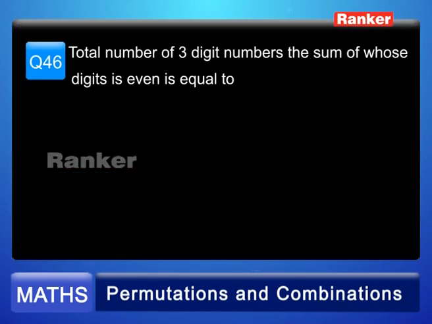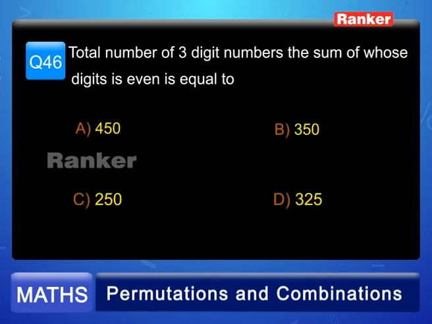The next question before us is question number 46. In this question, the total number of 3-digit numbers, the sum of whose digits is even, is asked. How many digit numbers are required? 3-digit numbers are required. What is the condition given? Sum of whose digits is even. The options are option A 450, option B 350, option C 250, and option D 325. Let us examine that.